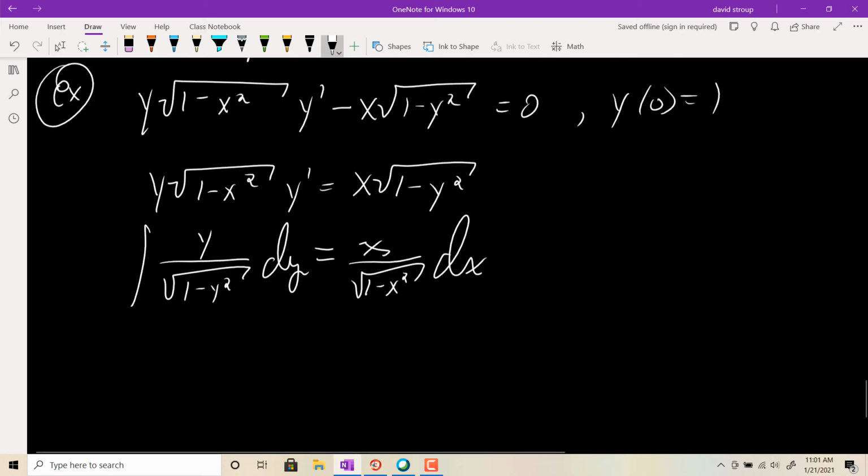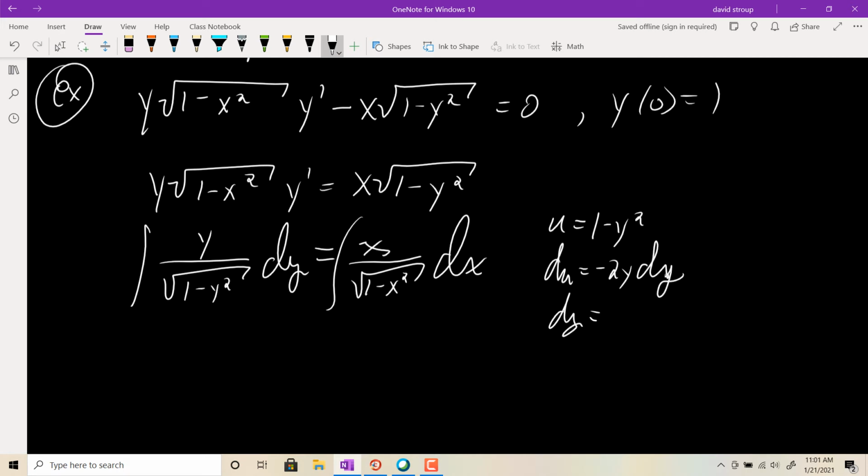Okay. Integrate. Going to need u subs on both of them. It'll be the same u sub. I'll just use different letters. On the left, I'll use u. On the right, I'll use z. Okay, so you're going to let that be the 1 minus y squared and the 1 minus x squared. du is negative 2y or 2x dy. And then dy is negative du over 2y.